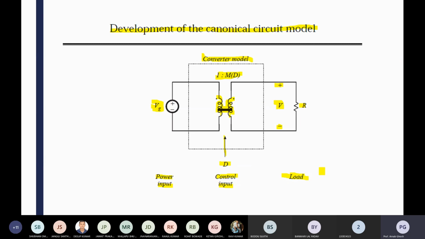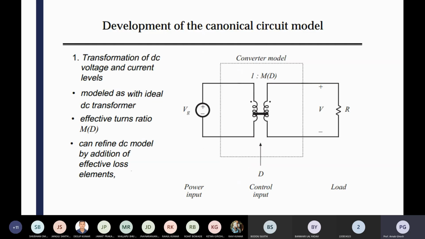Power input is there, power output is there. In all cases the convention is that power input should be similar to your power output. Only the voltage and current levels are changing, so power is fixed. How are they changing? With the changing of your duty or the changing of your control input. So control is very important, a fundamental issue for converter modeling and converter dynamics.